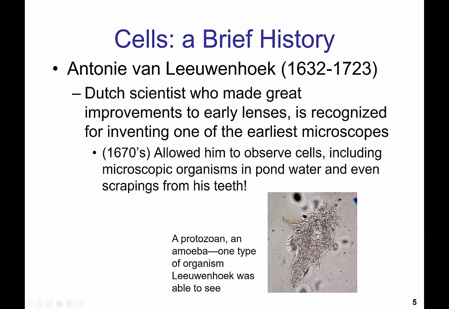A brief history of cells. In the 1600s, Leeuwenhoek was a Dutch scientist who made great improvements to early lenses. He's recognized for inventing one of the earliest microscopes. It allowed him to observe cells, including microscopic organisms in pond water, and even scrapings from his teeth. This is an example of a protozoan, an amoeba, one type of organism that Leeuwenhoek was able to see.